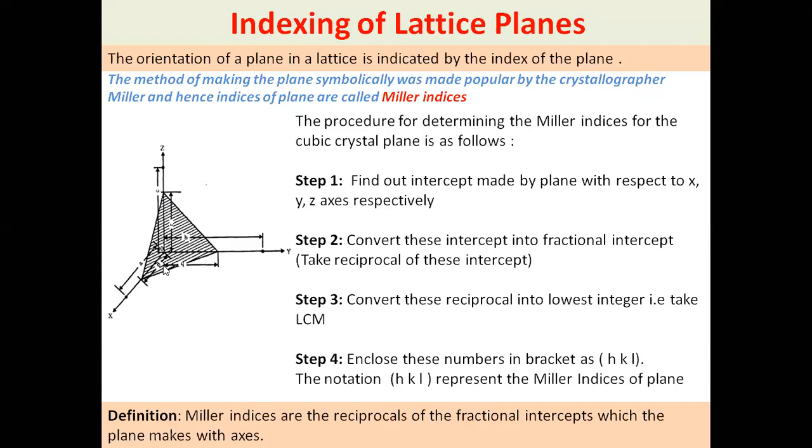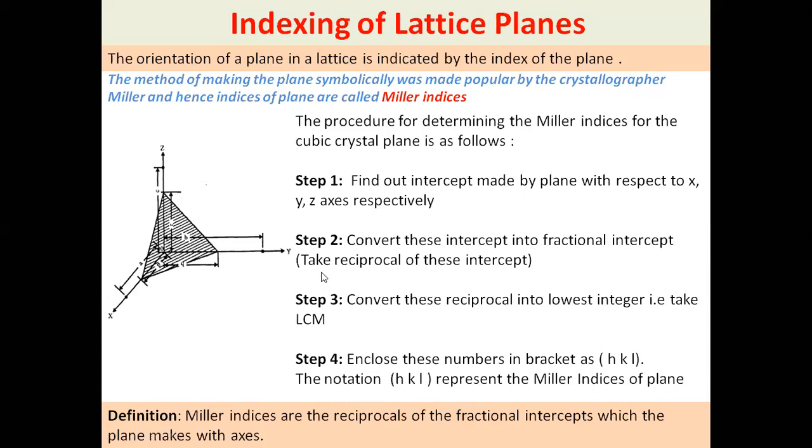X direction fractional intercept? That is P by A. Y direction, Q by the total axial length, which is B. Then z direction, R by the total axial length in z direction, which is C. So this is P by A, Q by B, and R by C. These are the fractional intercepts, so you have to find out the fractional intercepts.